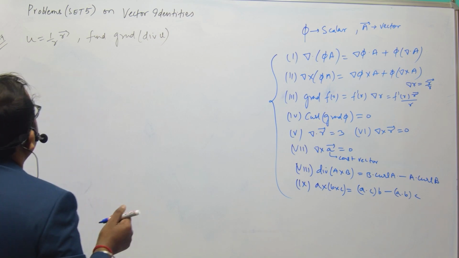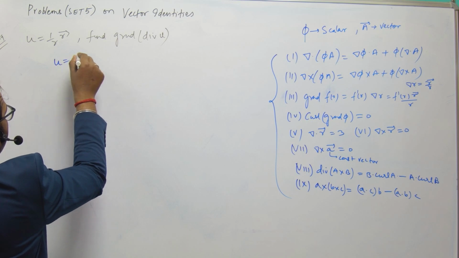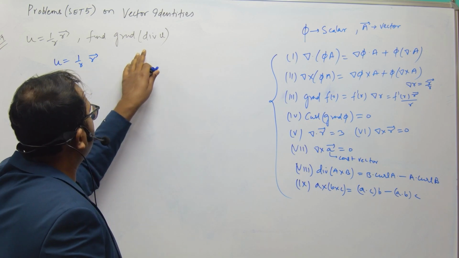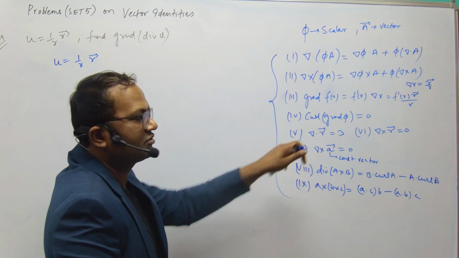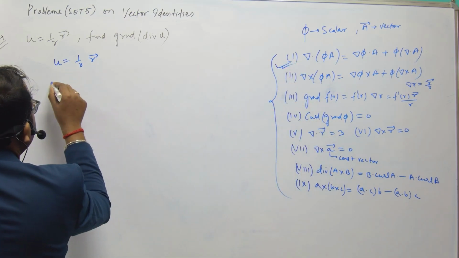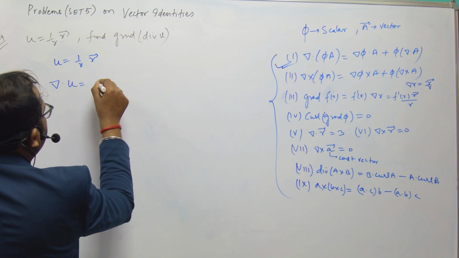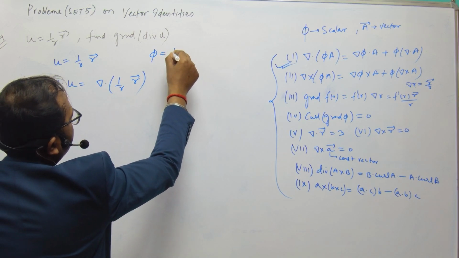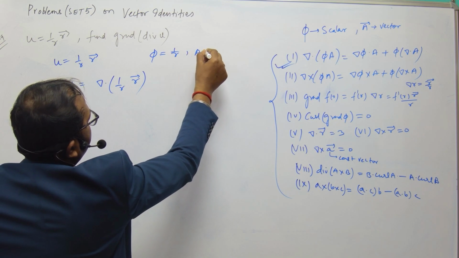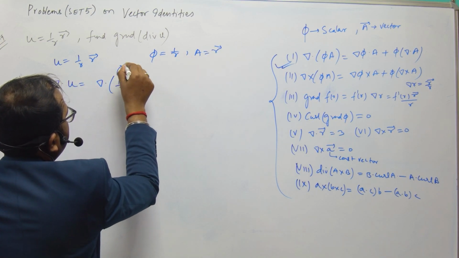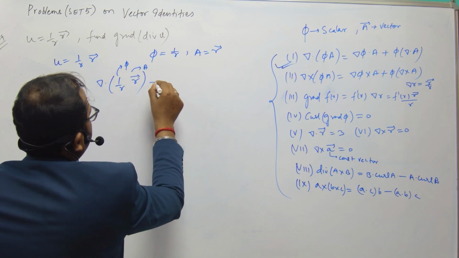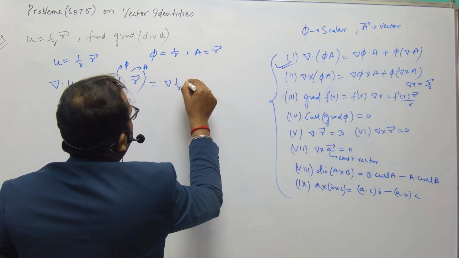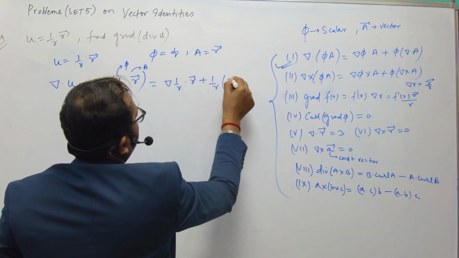We have the value of u. So u is equal to 1 upon r of r vector. We have to find the divergence of u, so let us use the first result. The divergence of u is equal to divergence of 1 upon r times r vector. Let us take phi is equal to 1 upon r, because phi is a scalar, and a is equal to r vector. Let us expand this using this formula: gradient of 1 upon r dot r vector plus 1 upon r times del dot r.